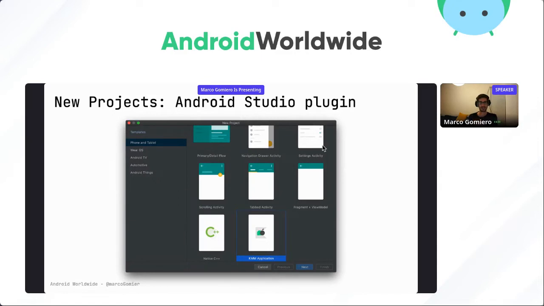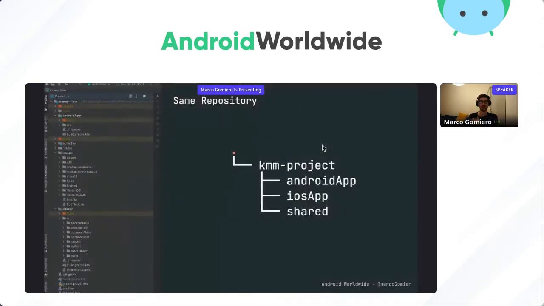So in the classic Android Studio wizard, you can choose the KMM application, and then the project is created automatically. And this project has everything in its folder. So basically, it's a monorepo where you can find the Android application, the iOS application, and also the shared module with all the Kotlin Multiplatform code. So everything in one place.